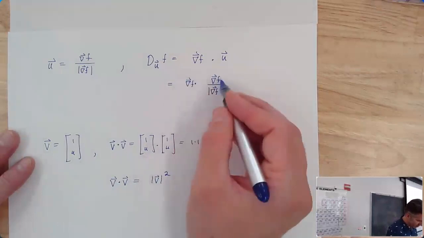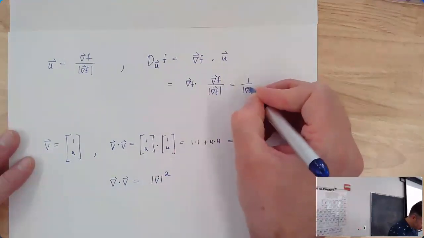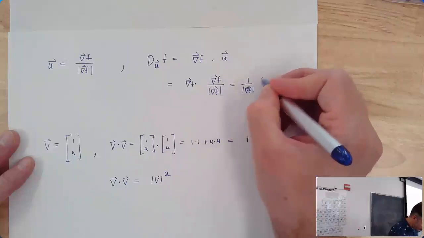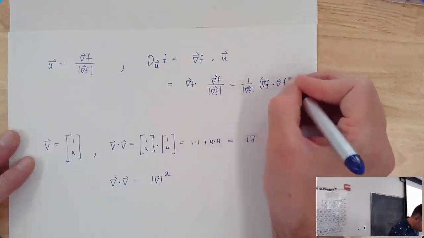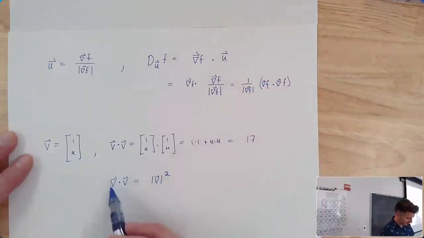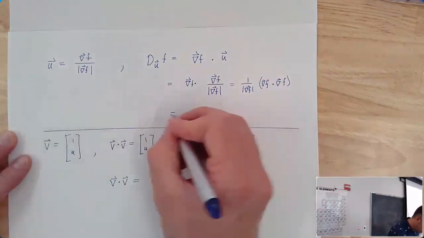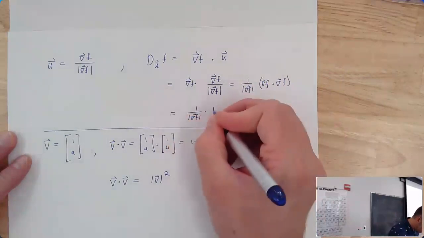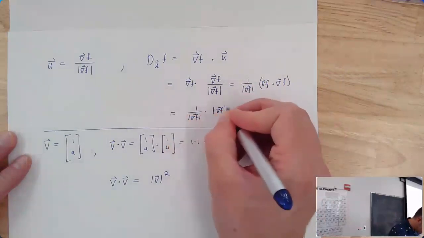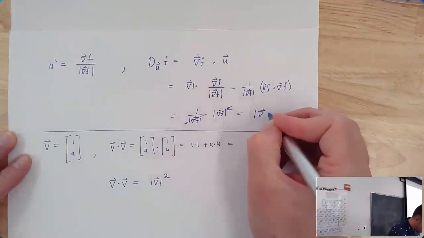The gradient of f dotted with the gradient of f. If I bring out the magnitude, I just have the gradient of f dotted with itself. But we just said if you dot a vector with itself, you get its magnitude squared. So I really have 1 over the magnitude times the magnitude squared. And one of those is going to cancel, and we're just left with the magnitude.